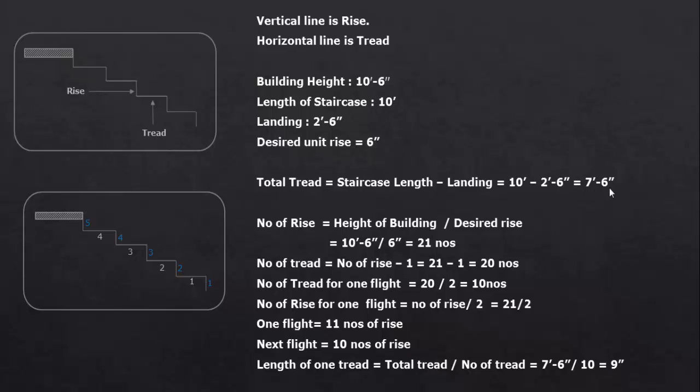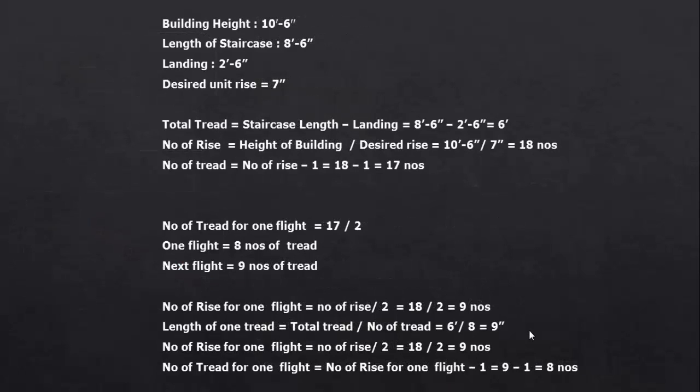Total thread 7 feet 6 inch. Number of rise 21 numbers. Number of thread 20 numbers. Number of thread for one flight 10 numbers. Number of rise for one flight: in one flight 11 numbers and in next flight 10 numbers. And length of one thread 9 inch. So these are the calculations.